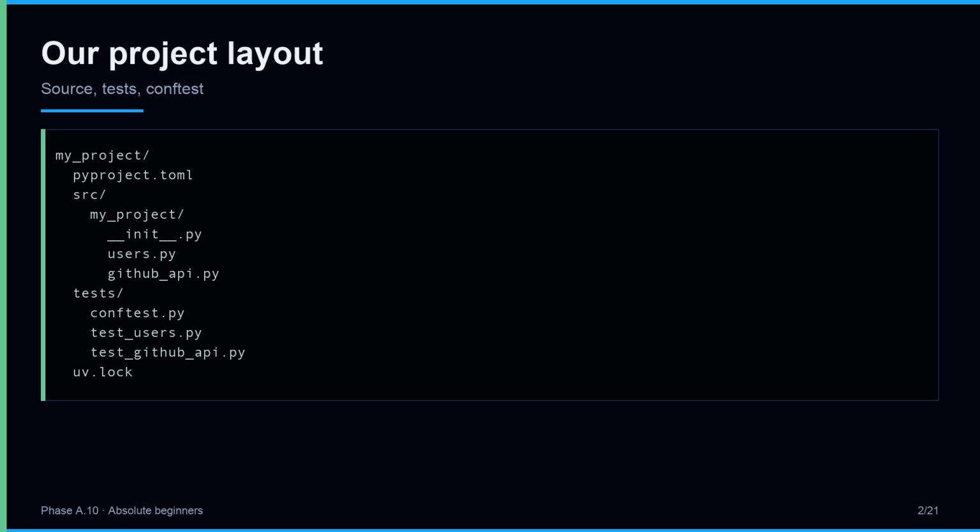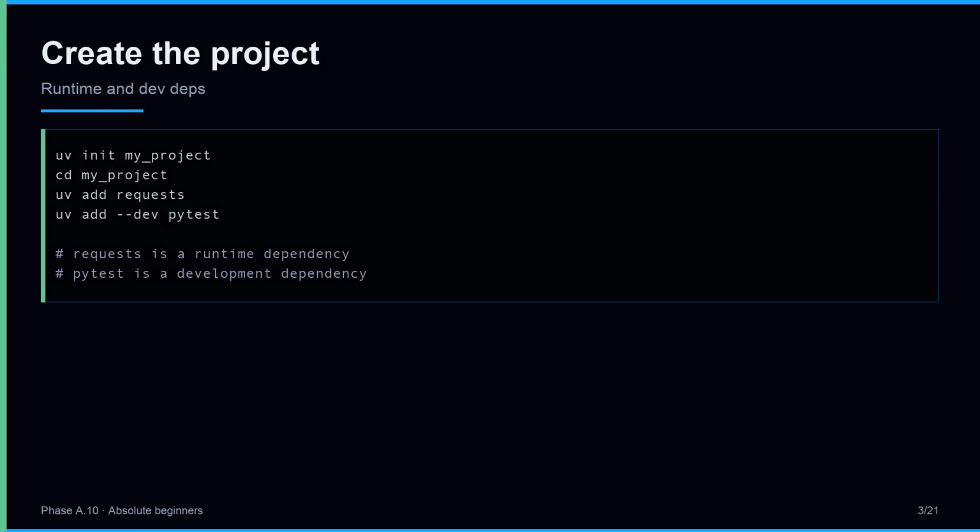The shared toolbox. Set up the project with UV init. Add requests as a runtime dependency. The app actually needs it to call the API. Add pytest as a dev dependency with --dev, only developers need it. UV records each in the right section of pyproject.toml automatically. When you ship the app, requests comes along. When developers clone the repo, pytest appears via UV sync. 2 lines, 2 correctly classified dependencies.